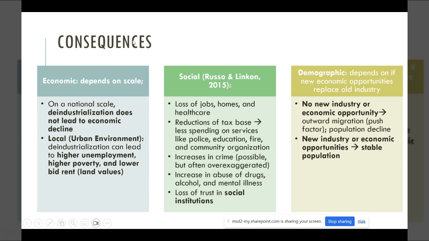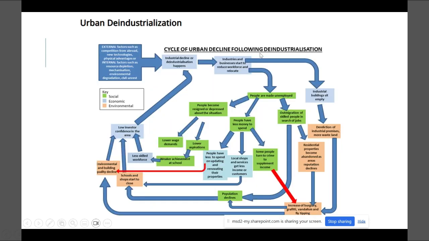There are a couple different consequences. We talked about economic, social, and demographic. If you want to pause and take a look at those, it just lists them out. These are pretty common ones that you might think of on your own. One big issue, though, is that there might be new economic opportunity where you might see a stable population in a lot of urban areas that have deindustrialization. So it's going to be different depending on where you're talking about and what kind of processes and support they have in place. There's a big chart of urban deindustrialization and how it leads to urban decline.